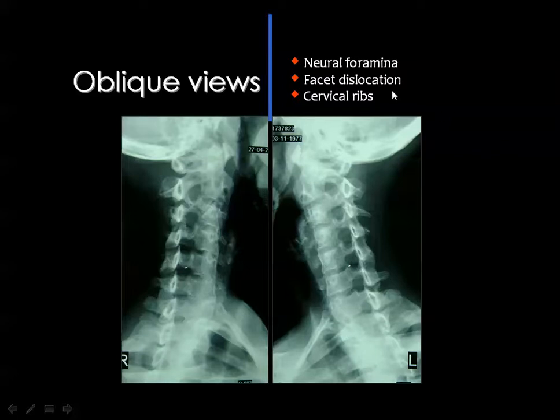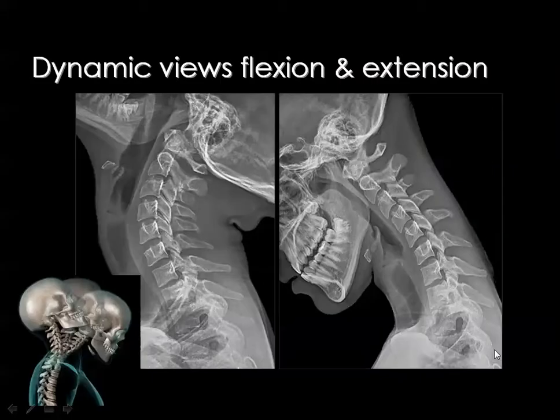And also this oblique view is good for evaluation of facet dislocation, as in cases of trauma, and is better for assessment of the possibility of a small cervical rib. If the rib is small, you can see it better in the oblique view. Dynamic views of the cervical spine are usually obtained to assess spinal instability, and they are also good in the evaluation of the lumbar spine.